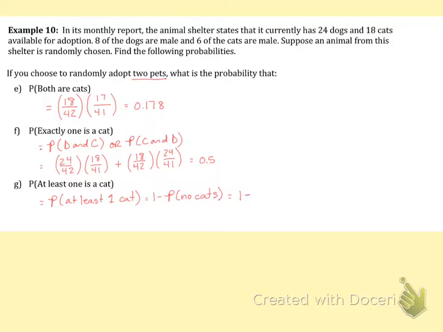So that's the same as the probability of choosing a dog and then another dog. So choosing a dog, we have 24 out of the 42 animals are dogs. And then we're going to look at the probability of choosing a second dog. So the number of animals is reduced to 41, and the number of dogs is now reduced to 23. And don't forget that we're doing 1 minus this value, giving us 0.679.